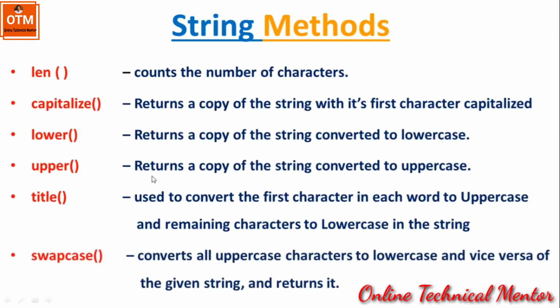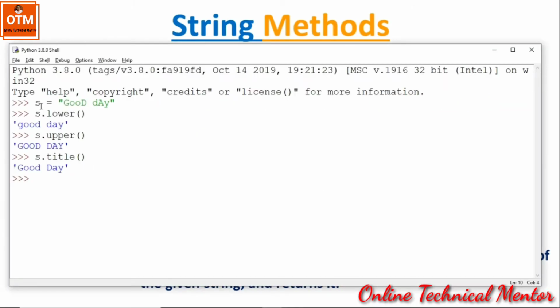Next, swapcase. It converts all uppercase characters to lowercase and vice versa for the given string and returns it. Let me take the same example, s equal to good day. This string is a mix of uppercase and lowercase letters. Here G, D and the A of day are in capital letters. O, O, D and Y are in small letters. So if I apply swapcase upon this string, look what happened.